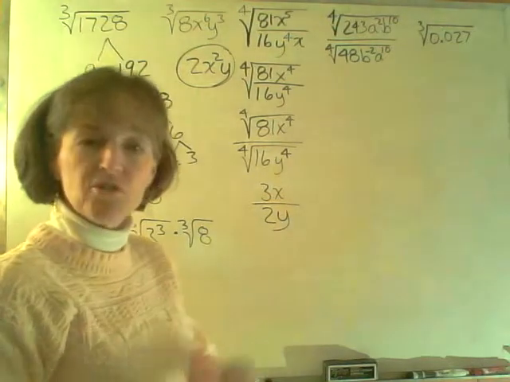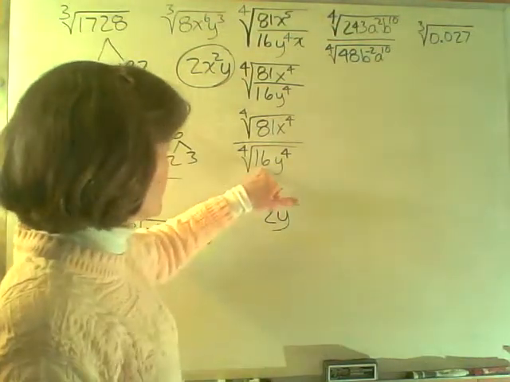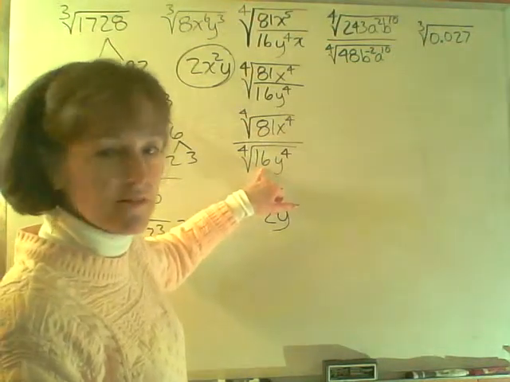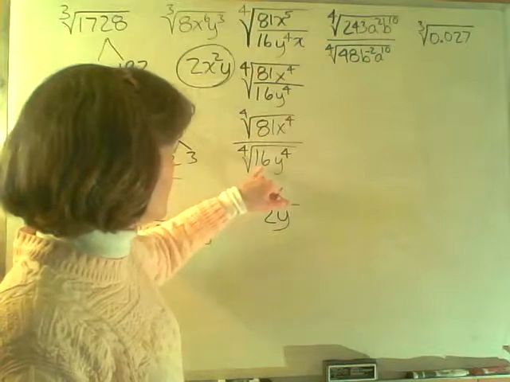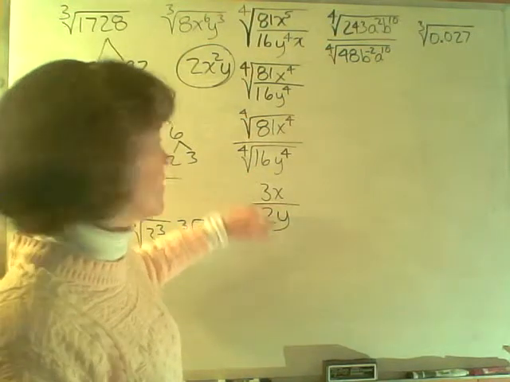The fourth root would be just like the third root. It takes 4 of the same number multiplied by itself to get this number. And if I multiply 2 by itself 4 times, then I get 16.